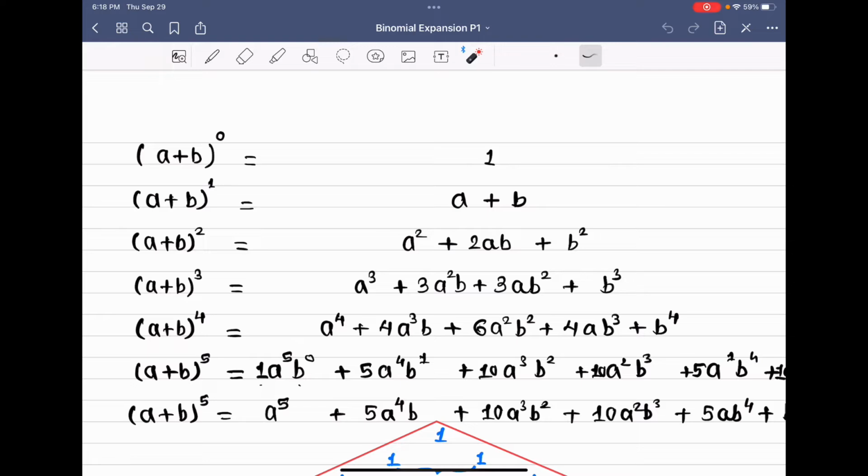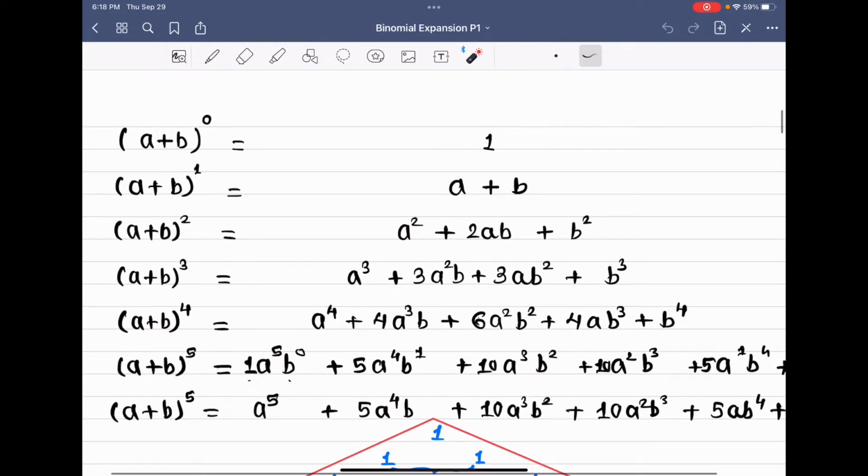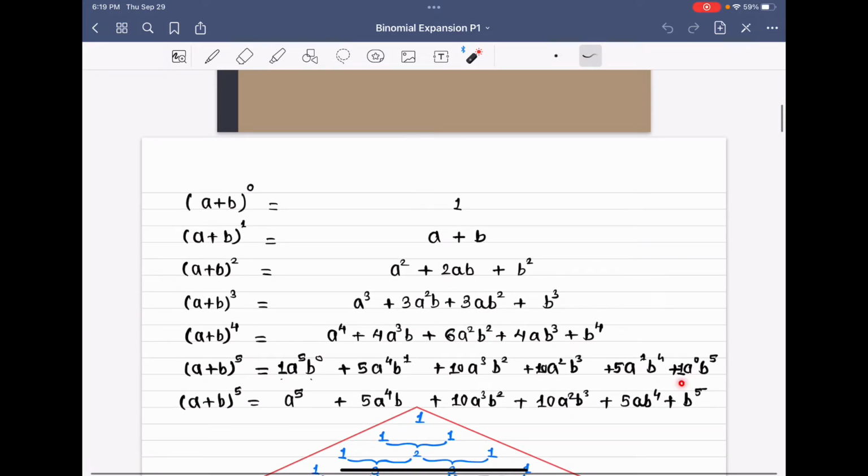Now focus on their coefficients. The coefficients of (a + b) raised to 1 are 1 and 1. Here it is 1, 2 and 1. Here it is 1, 3, 3, 1. Here it is 1, 4, 6, 4, 1. Then here it is 1, 5, 10, 10, 5 and again 1.